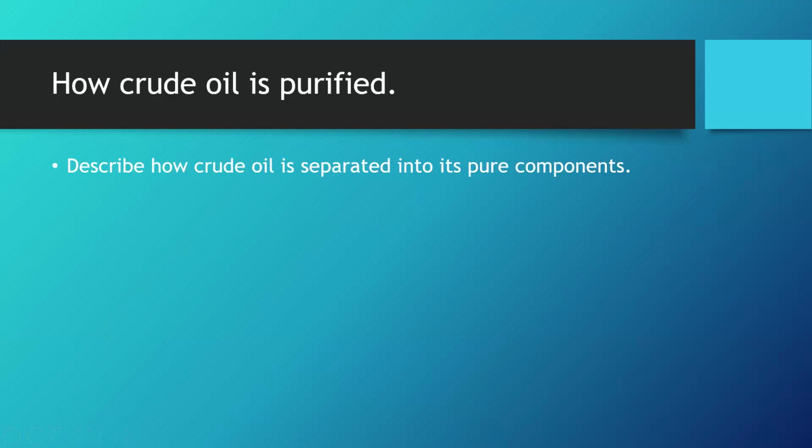Okay, so when we are looking at the description of how crude oil is separated into its pure components, we've all understood that we use fractional distillation, but I want someone to take us through how that fractional distillation occurs. Desire, do you want to say something?